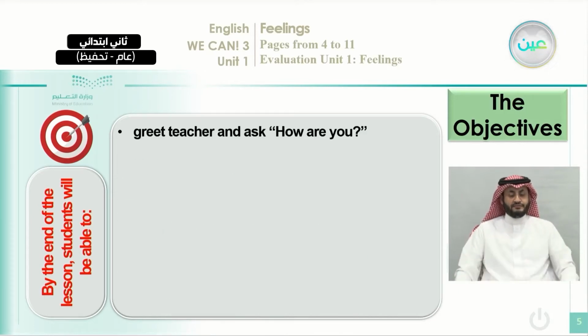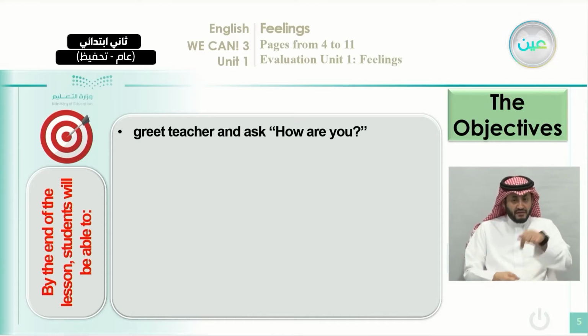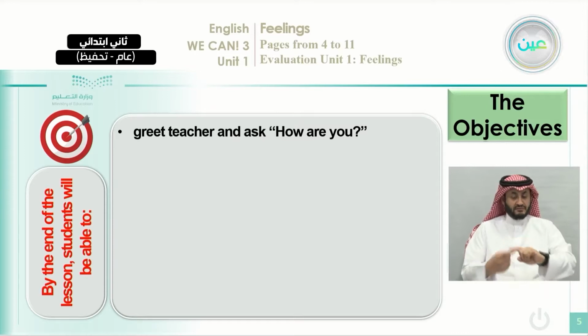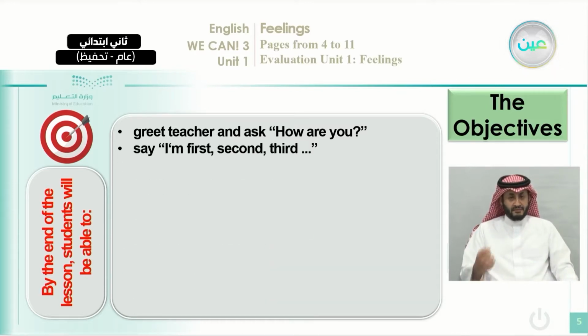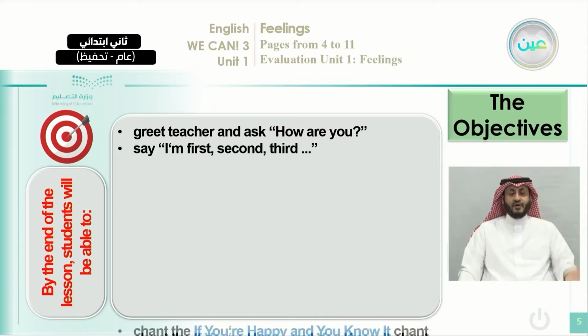First, at the end of the class the student will be able to greet his or her teacher and ask, how are you? Are you able to do that? This is what we will evaluate you on at the end of this class. Also, the student will be able to say, I am first, second, third, and so on. These are the ordinal numbers that we have taught you before.